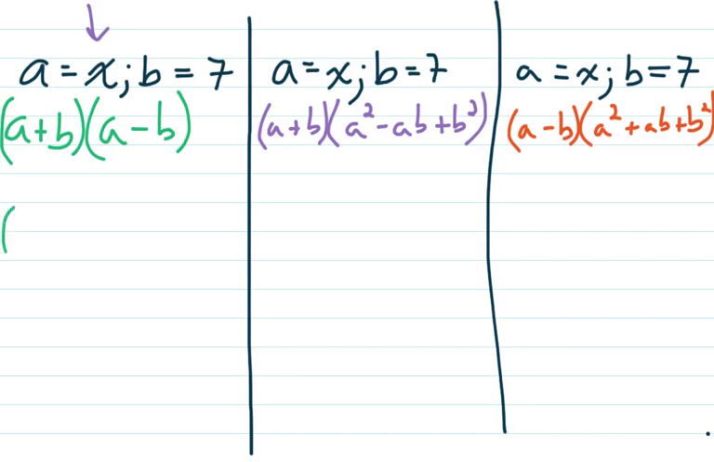You would end up having X plus 7, X minus 7.